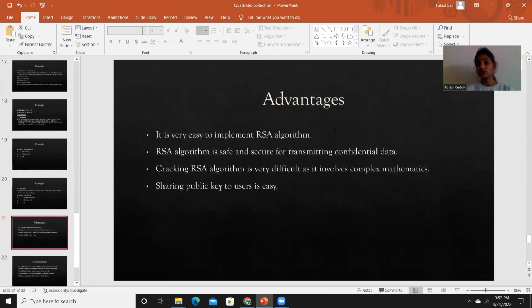Coming to the advantages of the RSA algorithm, it is very easy to implement the RSA algorithm. The RSA algorithm is safe and secure for transmitting confidential data. Cracking the RSA algorithm is very difficult as it involves complex mathematics. Sharing the public key with users is easy.